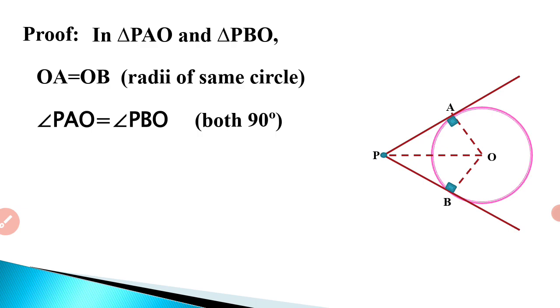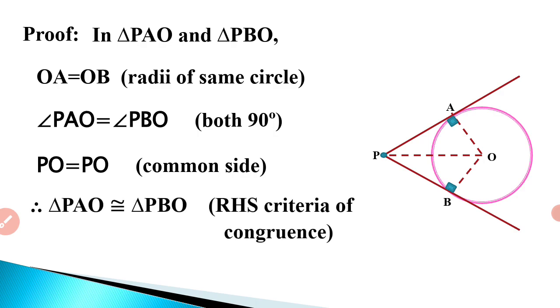Angle PAO and angle PBO are both 90 degrees, because OA and OB are the radii and the radius is perpendicular to the tangent at the point of contact. Next, PO is the common side, so PO is equal to PO. This is how I prove that the triangles PAO and PBO are congruent by the RHS criterion.